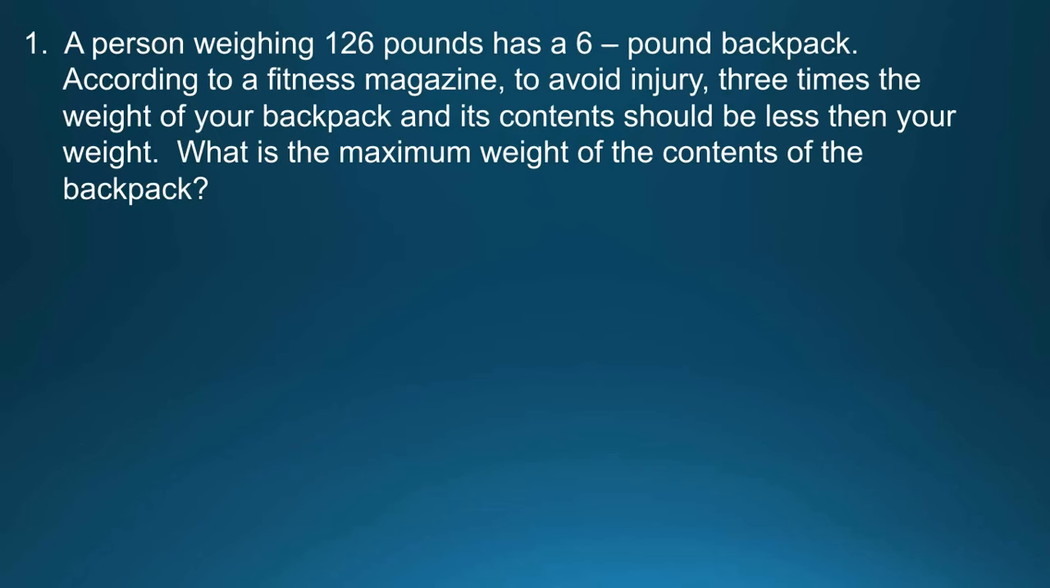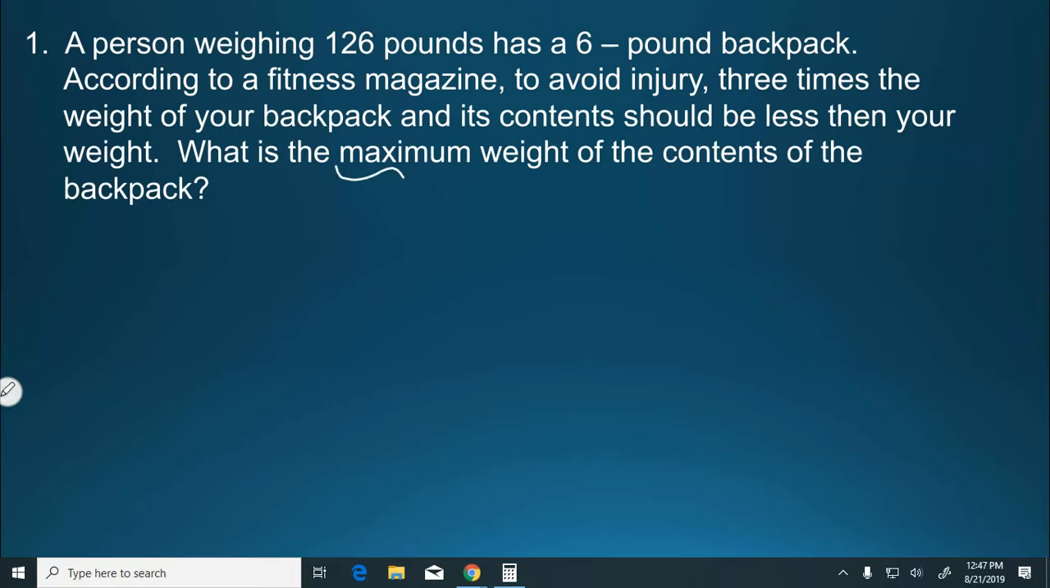All right. So here's our first problem. A person weighing 126 pounds has a 6-pound backpack. According to a fitness magazine, to avoid injury, 3 times the weight of your backpack and its contents should be less than your weight. What is the maximum weight of the contents of your backpack? All right, so this sounds tricky. We need to work through it carefully. Now, it says maximum. So maximum, remember, we need the opposite of that sign. So maximum is going to be less than or equal to.